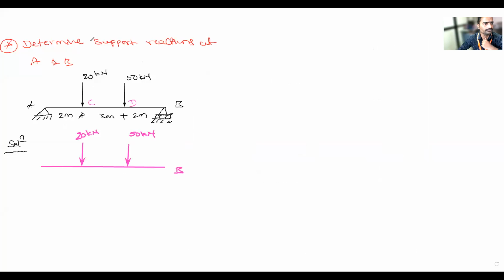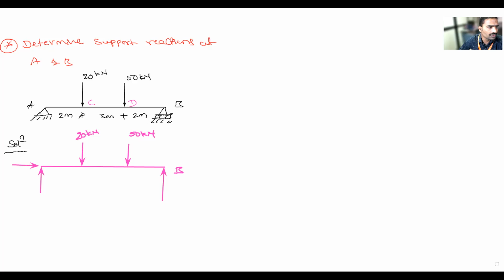See, for the A, one is vertical reaction and another one is horizontal. For the B, how many reactions are there? Which type is it? It is roller support. This is having only one reaction. Okay, I will redraw that one.